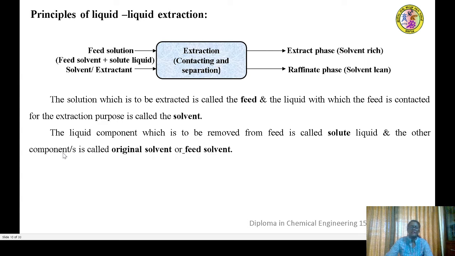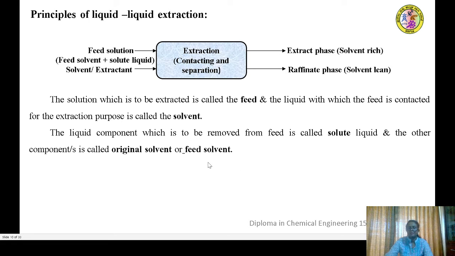The other component or group of components is called original solvent or feed solvent. So, this component is not removed in the operation because it is not soluble in the solvent. It need not be a single component. It is a group of all other components in the given feed solution that is not soluble in the extraction solvent. That part of the feed solution is called original solvent or feed solvent. It's also sometimes called diluent.